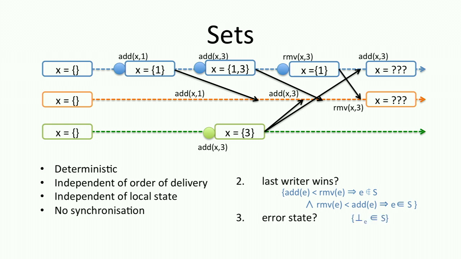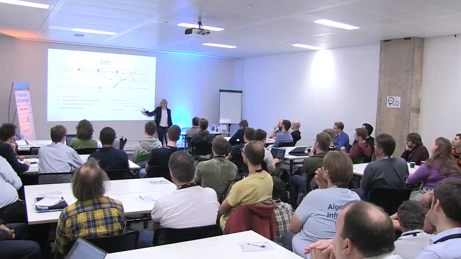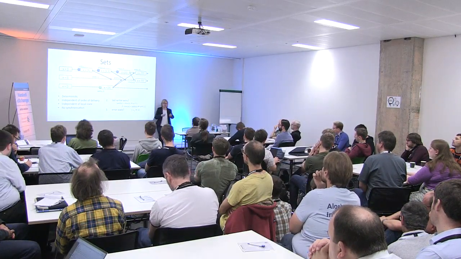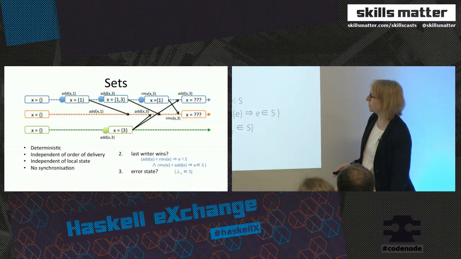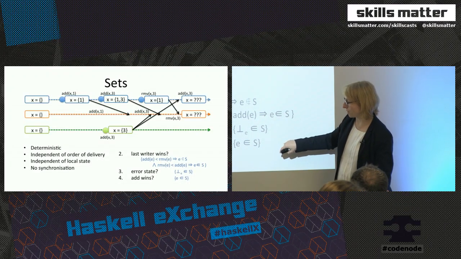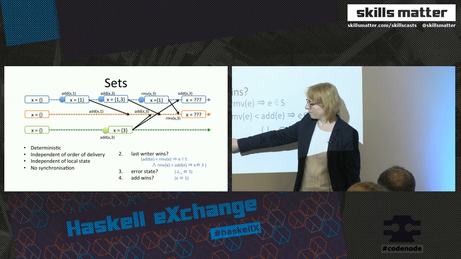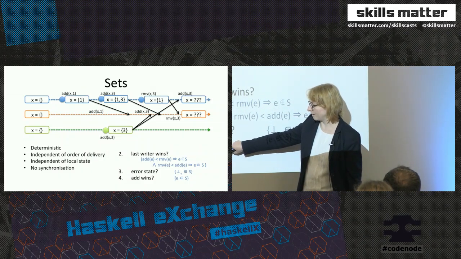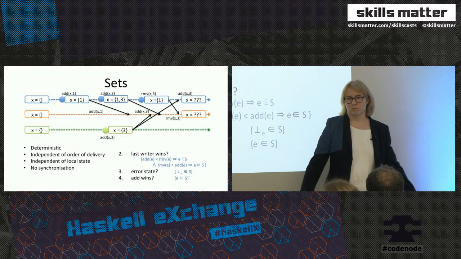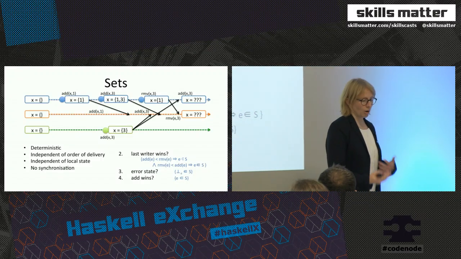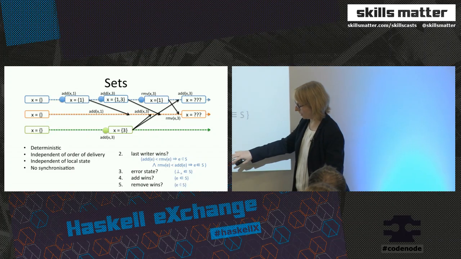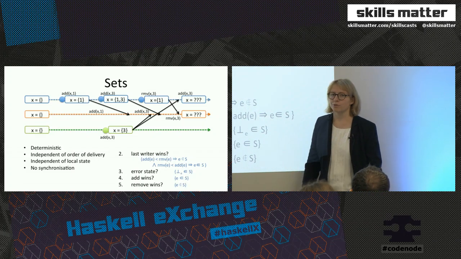I can add an error state saying something bad happened, kind of similar to this multi-value approach, saying there is some issue with this value here. But another way of resolving the situation is saying whenever I have an add that has a concurrent remove, the add is supposed to win. Can also be, right? So I'm going to say always the add is going to win, and of course I can also fix it the other way around, saying the remove should always win.